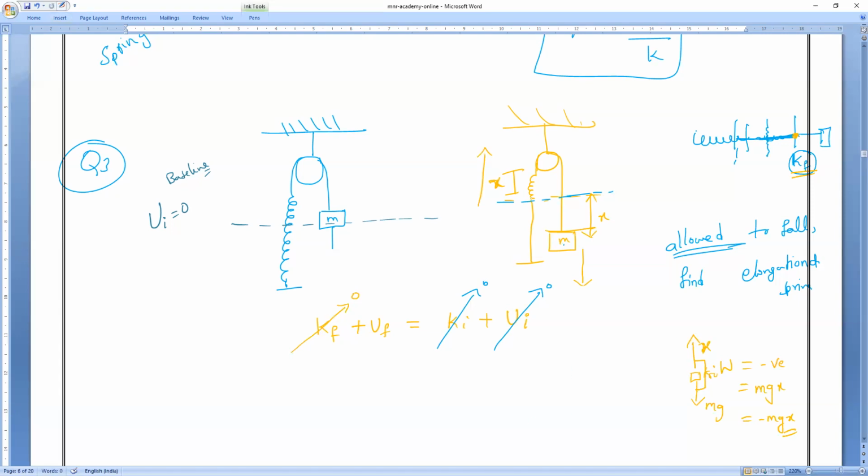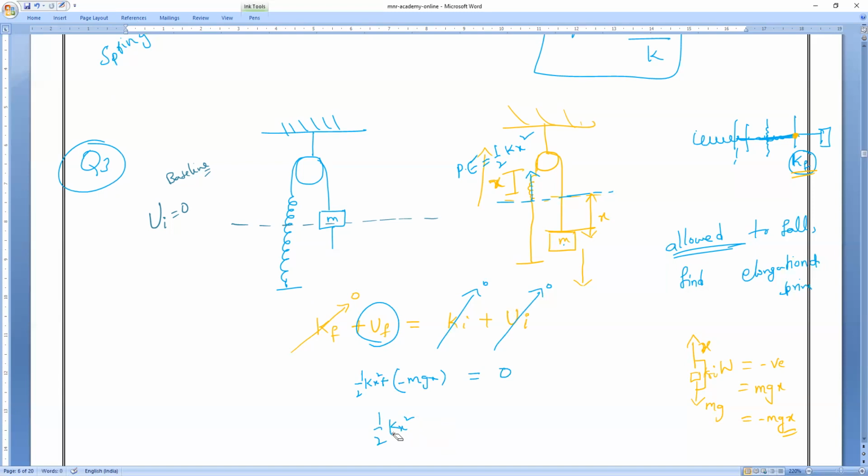What about the spring? The spring is going in the upward direction. Of course, the potential energy of the spring is equal to how much? Half into k into x square. Actually, both are added. That is the final potential energy. So the final potential energy is equal to half k x square plus, this one is what? Minus mgx, which is equal to 0. So it will turn into half k x square equals, this is plus into minus, minus. Am I right or wrong?